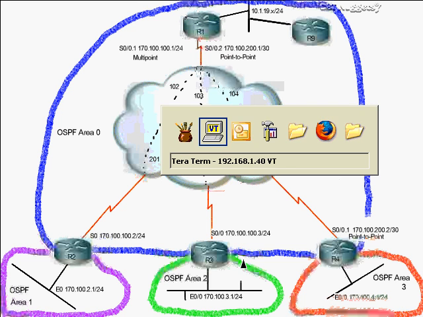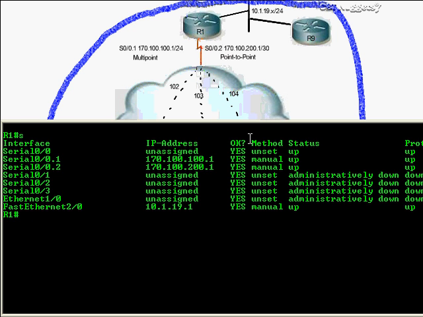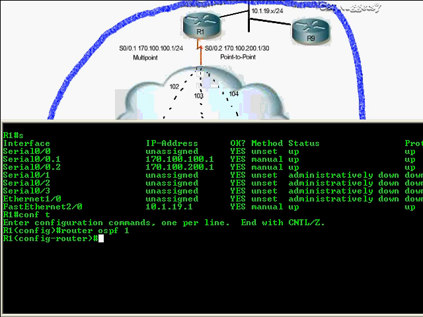So let me jump back into the virtual terminal, and I'll do a show IP interface brief, get my bearings. And right now, I'm going to configure serial 0/0.1 as a point-to-multipoint network. So let's do that. I'm going to go into global config, router OSPF 1. I've already set up the router ID. I'll do network 170.100.100.1 area 0.